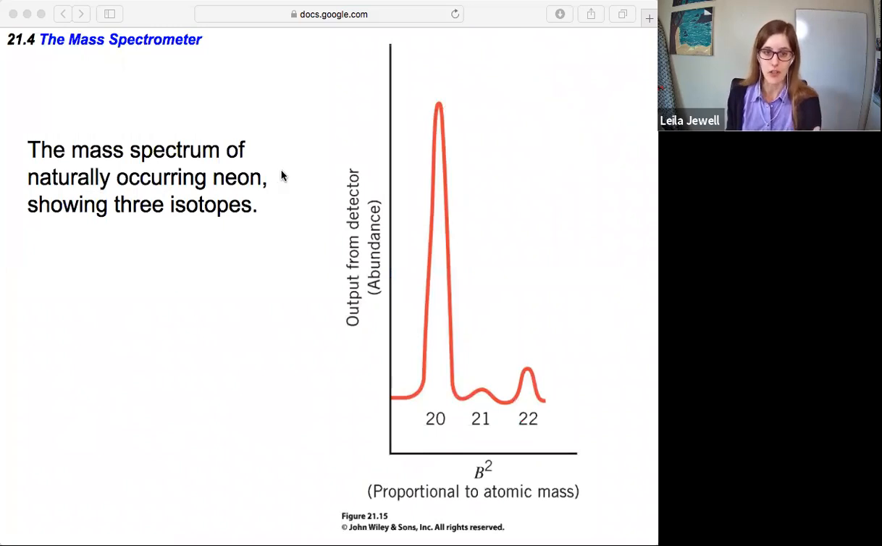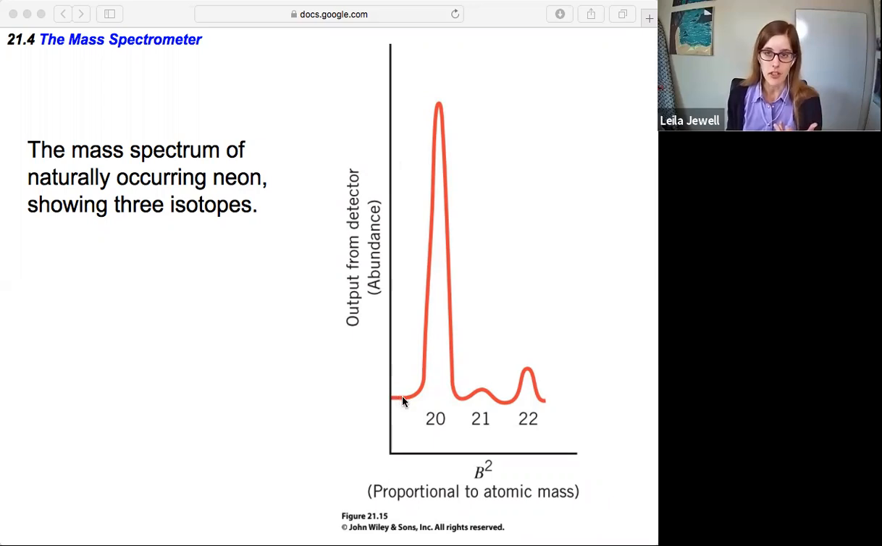This is the mass spectrum of naturally occurring neon, and it shows 3 isotopes. So on the x-axis here is B squared, which is proportional to the atomic mass by the equation we just saw. So the strength of the field is squared. And then the output from the detector tells you the relative abundance.